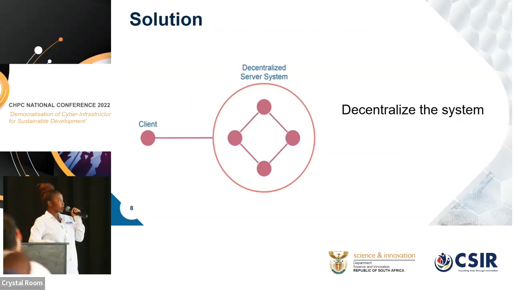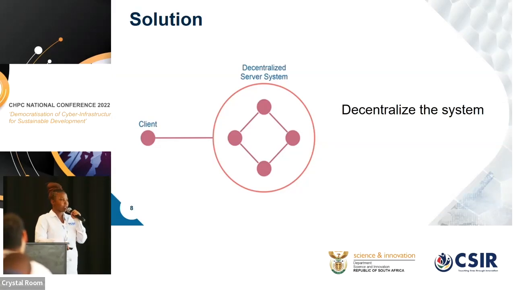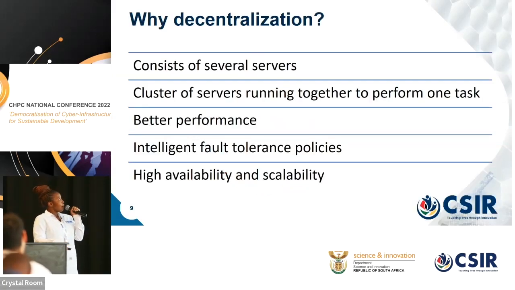One might ask, why did we decide to decentralize the system? Decentralization helped us in terms of creating several servers. We were also able to create a cluster of servers running together to perform one task. For example, we replicated the servers, and we were also able to create a cluster of database servers that can operate together should there be a failover.